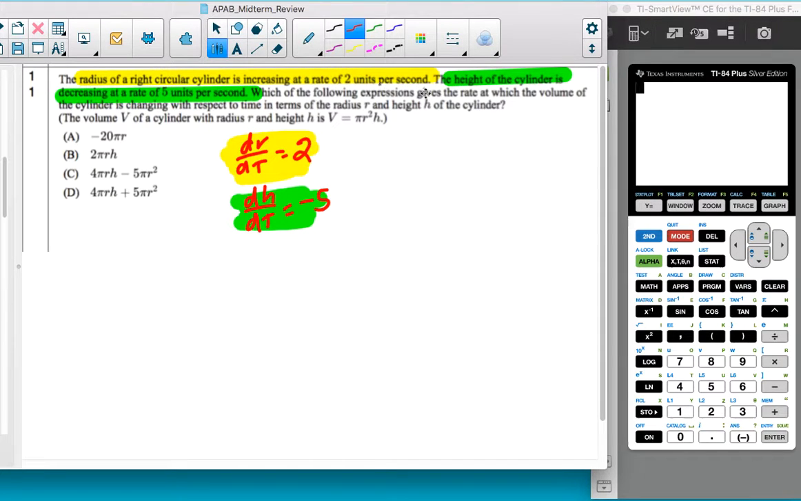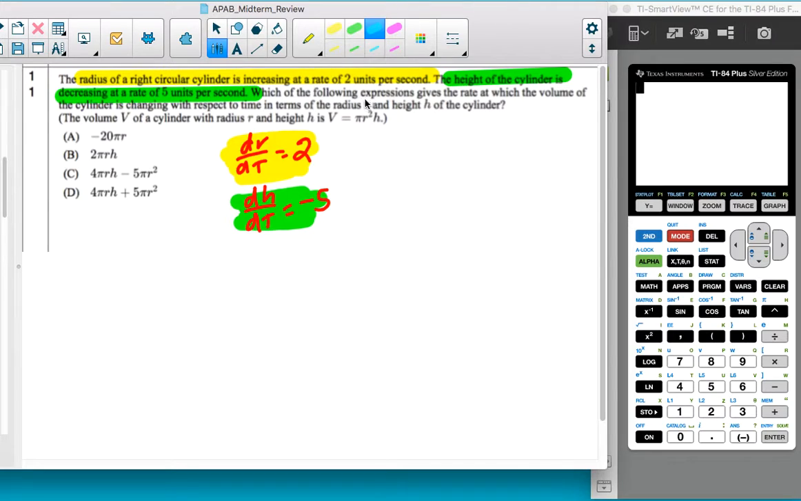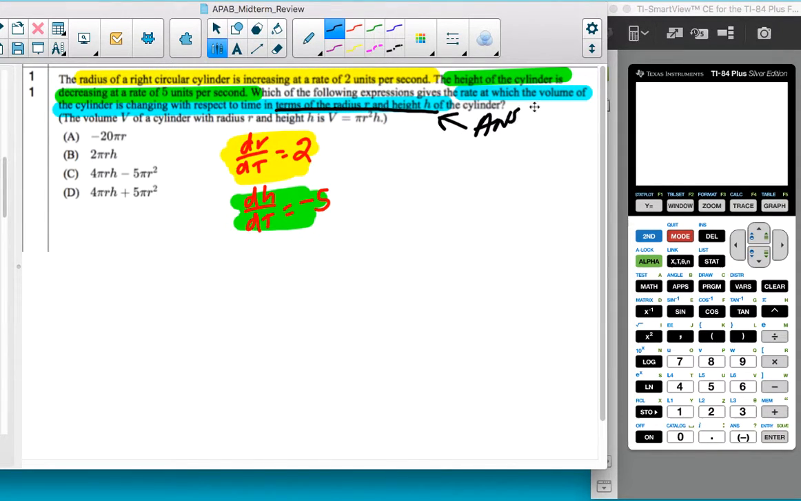Which of the following expressions gives, and then here's what we want, right? We want the rate at which the volume is changing with respect to time, and then they say in terms of r and h. What in terms of r and h means is that your answer is going to have r's and h's, right? So this phrase is a hint that your answer has these letters. You're not going to be finding a numerical value here.